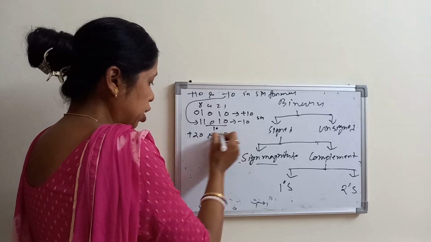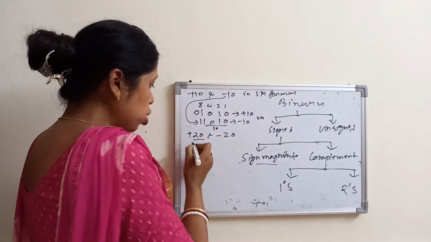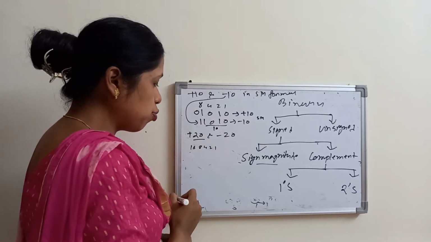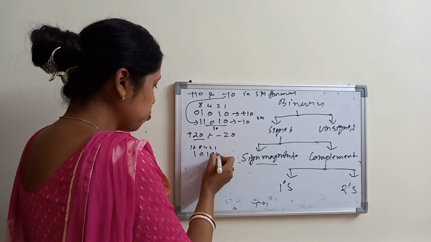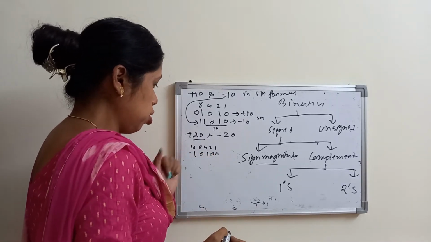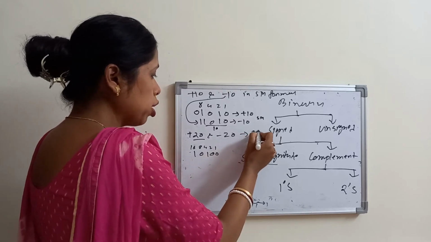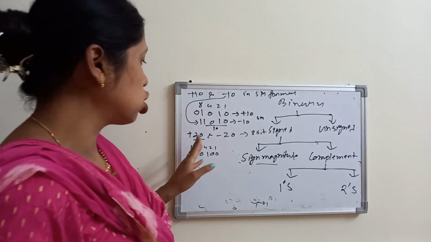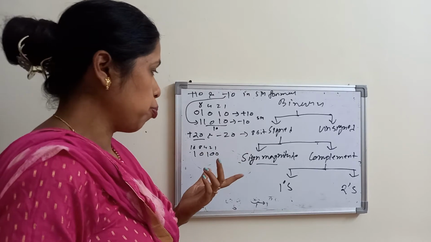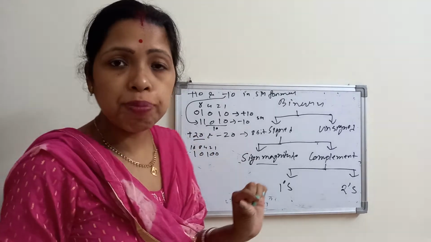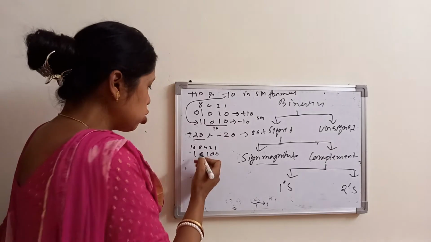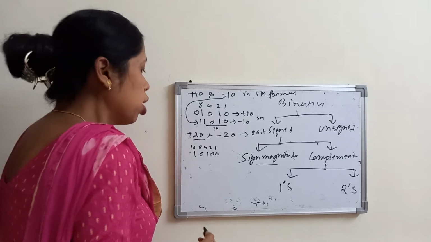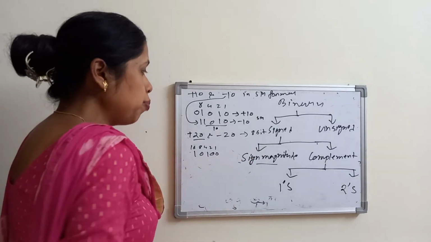Another example I am showing you: plus 20 and minus 20. First I am converting 20 into binary. If you write 20 in 16 8 4 2 1 format, this will be the binary number. But the number should be 8 bit. The question mentions that we represent plus 20 and minus 20 in 8 bit format, so the number should contain 8 bits. If you convert 20 into binary, it is 10100, right? So the number should be 8 bit.